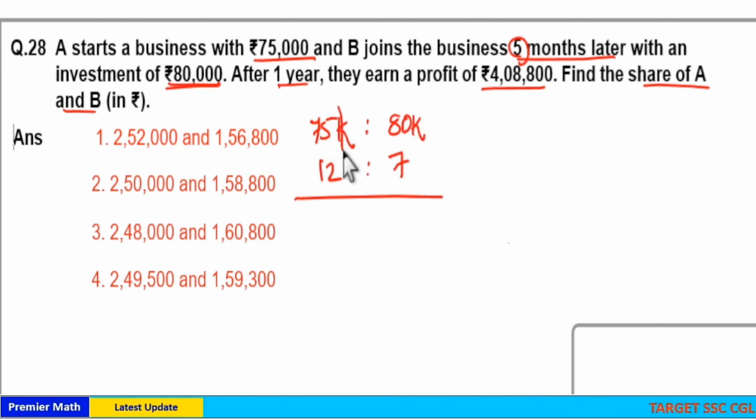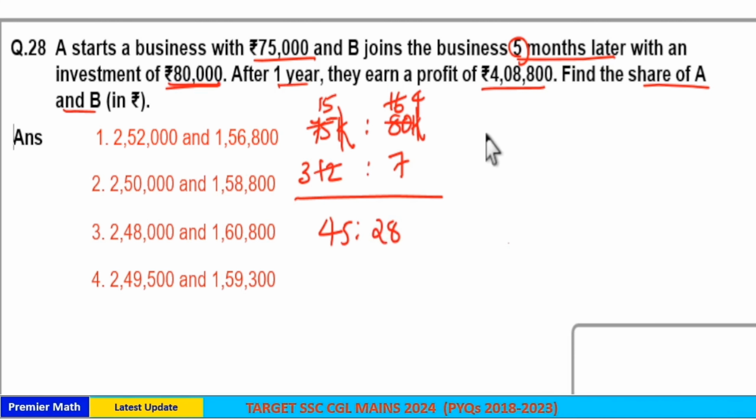Now, if you take the ratio, K and K cancel. 5 goes 16 times in 80, 15 times in 75. 4 goes 3 times in 12, 4 times in 16. 15 into 3 is 45 and 7 into 4 is 28. So, the share of A and B is in the ratio 45 is to 28.